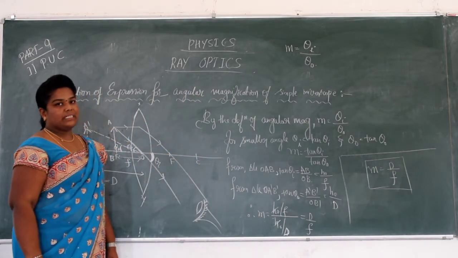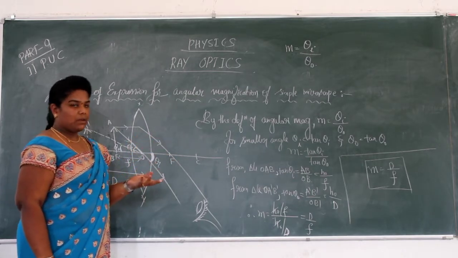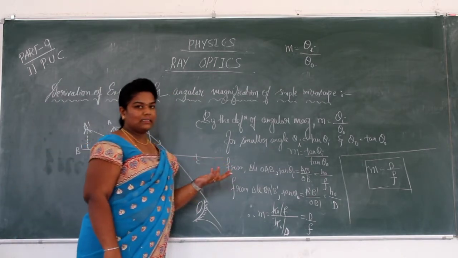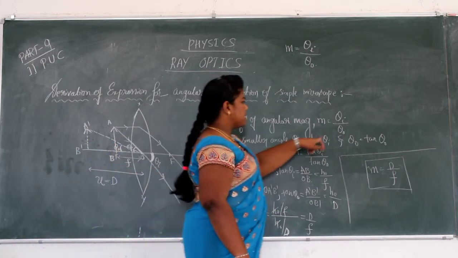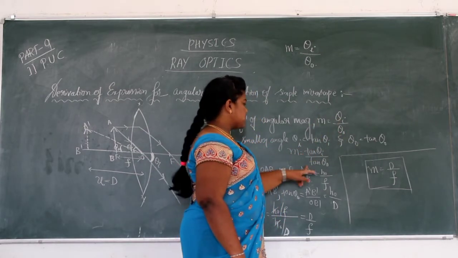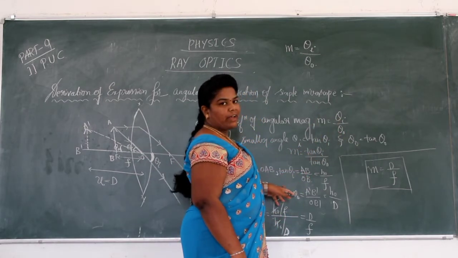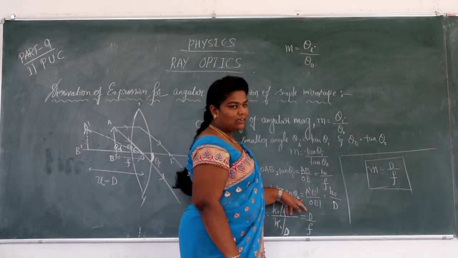I cannot calculate theta I and theta naught directly. To calculate theta I and theta naught, I am using small angles, so that the small angles can be equated to tan theta I and tan theta naught. So I am replacing theta I with tan theta I and theta naught with tan theta naught. By substituting here, I used the triangles OAB and OA dash B dash to get the values of tan theta I and tan theta naught.